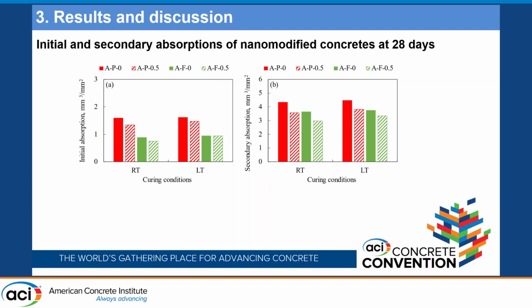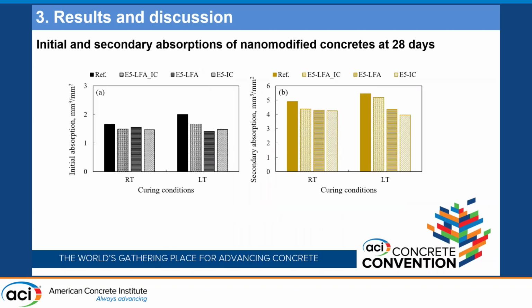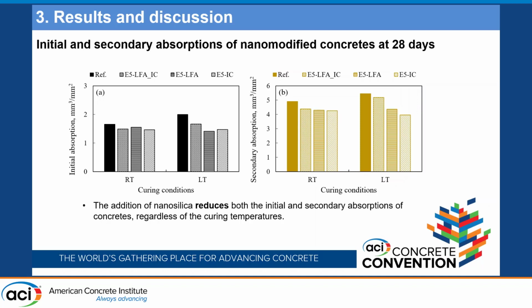But you can see that at both temperatures, addition of nanomaterials reduces that, and especially if you look at the green bars, that was very effective for concretes that contain the fly ash. So that's the bullet points summarizing that. And very similar observation for materials that contain the nano-silica, the relative reductions were a little bit lower in this case. But nevertheless, it was also effective.